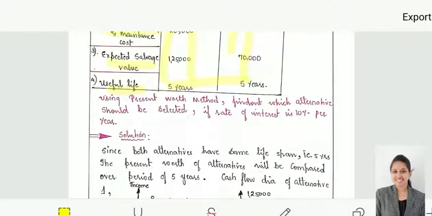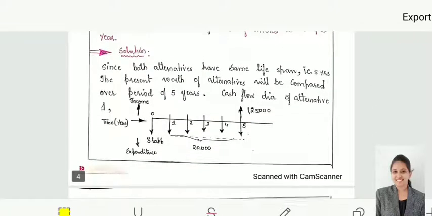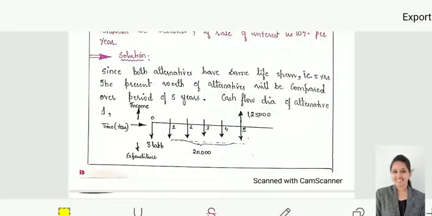So the question is, using the present worth method, find out which alternative should be selected if the rate of interest is 10% per year. I have told you, whatever numerical problem is asked, draw the cash flow diagram so that it becomes easy. So the solution should be like this. Since both the alternatives have the same lifespan, that is 5 years, the present worth of the alternatives will be compared over the period of 5 years.